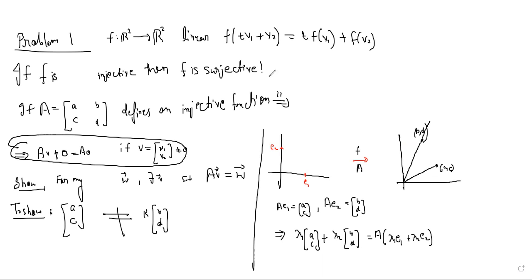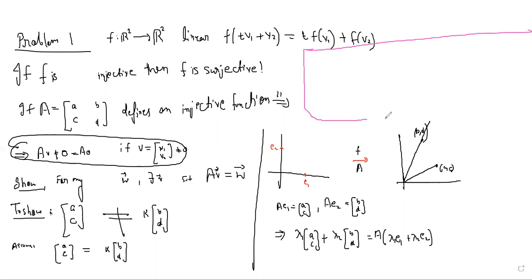So it's not very difficult, right? So we assume, yes, we have to do it by contradiction, right? So we assume that AC is equal to K times BD. Yes, so let me just write the rest of the thing here. I don't want to erase because I'm not able to move things in this laptop. So if AC is equal to K times BD, then what do we get? We get that A times E1 is equal to A times K E2. Right? So that's what AC is.